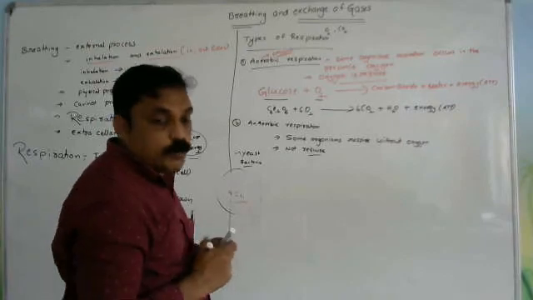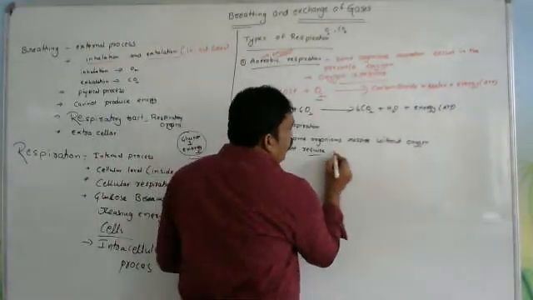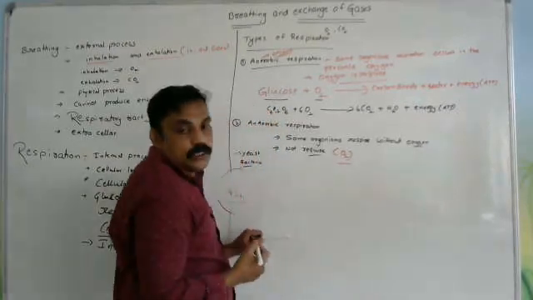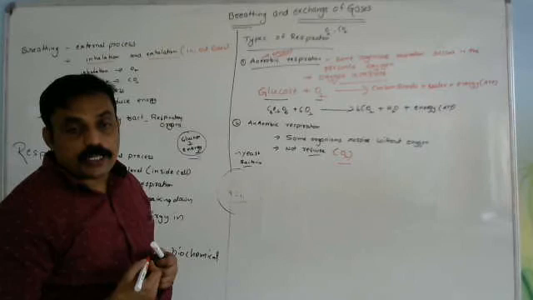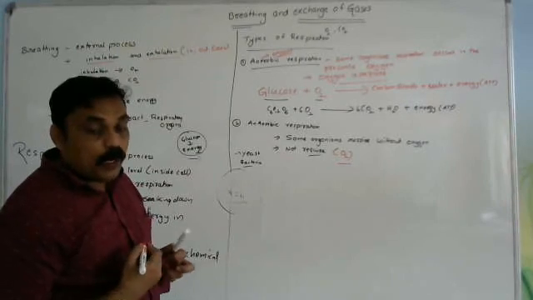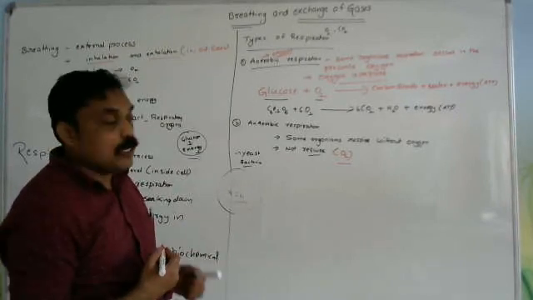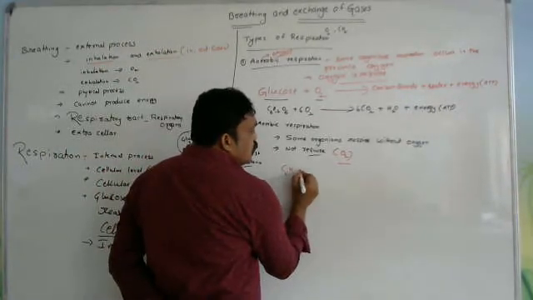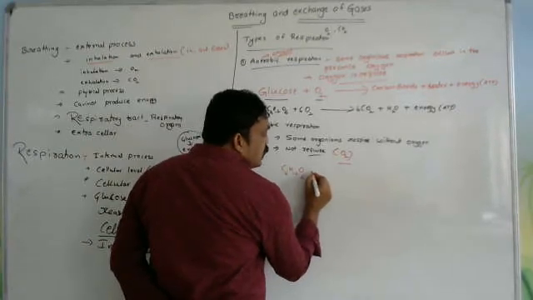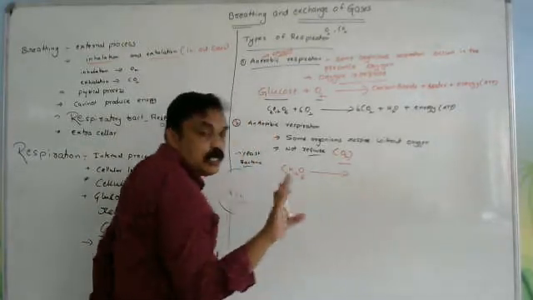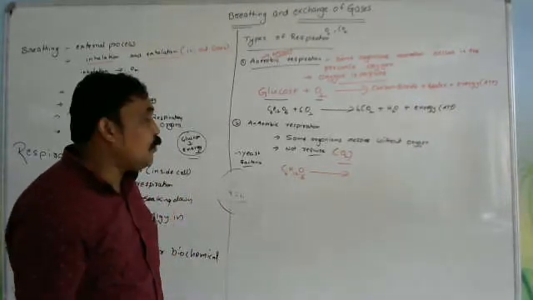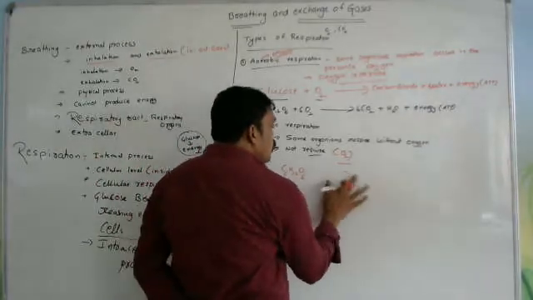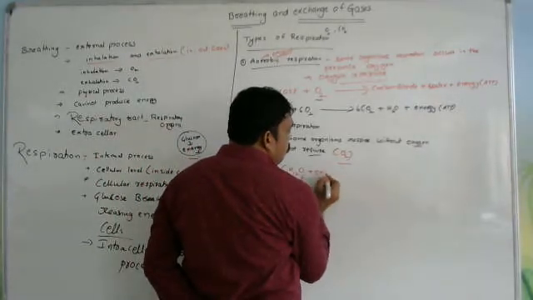What is anaerobic respiration? Oxygen is not required. Without oxygen, respiration occurs in their body. What chemical reaction is going on in their body? For example, the glucose molecule, C6H12O6. In the absence of oxygen, oxygen is not required to break down glucose. They utilize some enzymes.